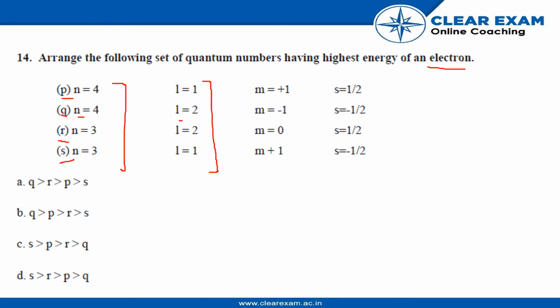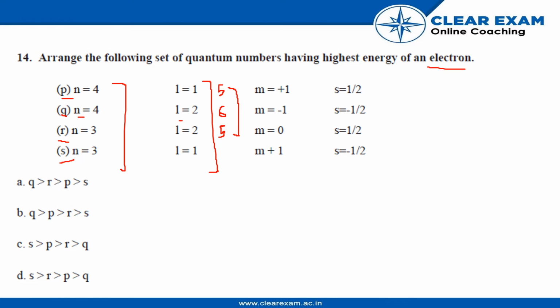So we see that the highest here is Q, 4 plus 2, that is 6. And the second one is P, 4 plus 1 is 5. And third is R, and 3 plus 2 is 5. So the question arises, if they both are similar, 5 and 5 are similar for R and P, then how come R has the less energy?